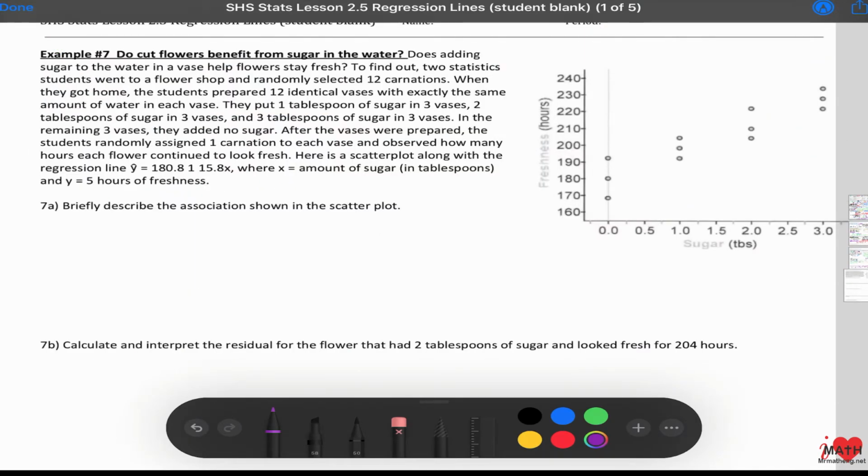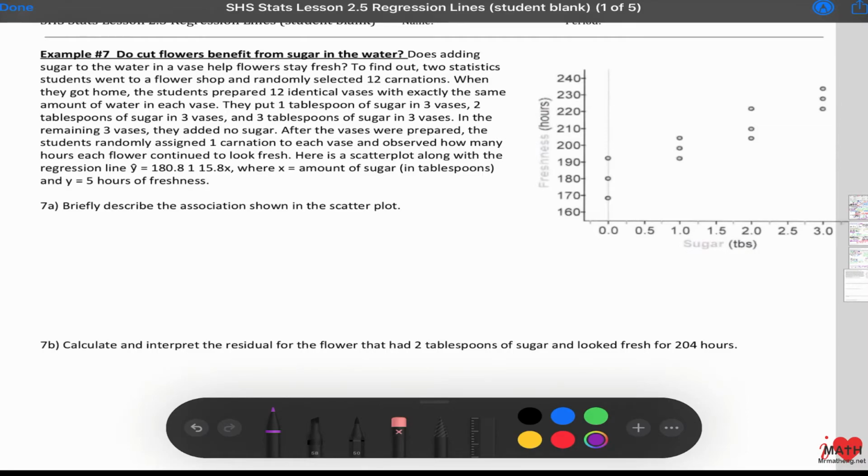All right, example number 7. You read it, you try it, and then I'll go over it with you step by step. Do cut flowers benefit from sugar in the water? Does adding sugar to the water in a vase help flowers stay fresh? To find out, 2 statistics students went to a flower shop and randomly selected 12 carnations. Those are the cheaper flowers. Remember, like, you know, during Valentine's Day when they're selling flowers at school, usually they give those and not the rose.